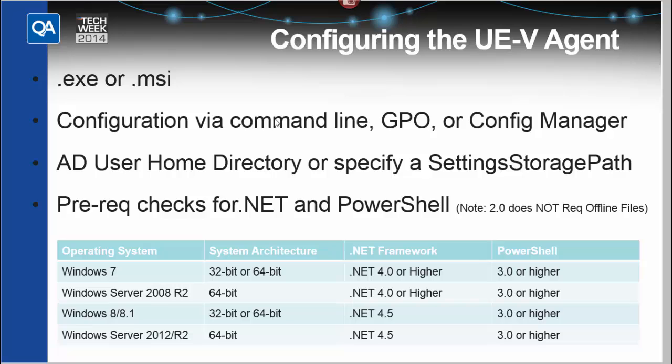The agent itself will install on Windows 7 32-bit or 64-bit, Windows Server 2008 R2 64-bit, or Windows 8 and 8.1 or Server 2012 and 2012 R2. The requirement is .NET Framework 4.0 or higher and PowerShell version 3 or higher. Remember that the UEV agent 2.0 does not require offline file support, so that is no longer checked for.